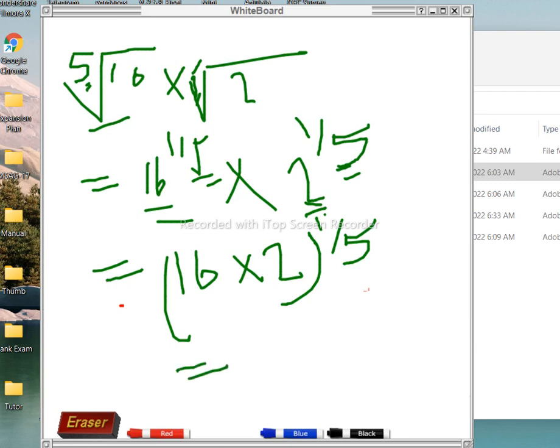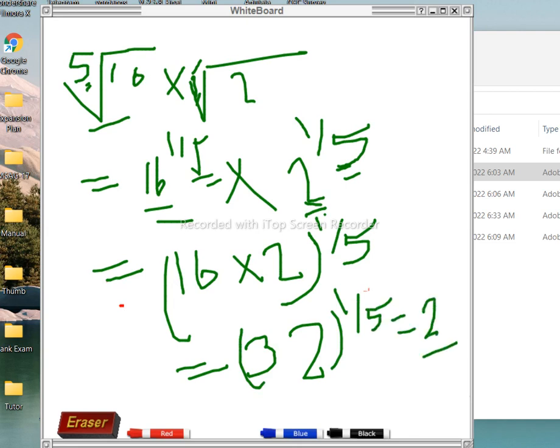And now we can say that 60 times 2 is not needed here; the product is 32. So 32 to the power of 1 over 5 is equal to 2, because 32 is equal to 2 to the power of 5. So the 5 is cancelled like that. So our answer is 2 after simplification.